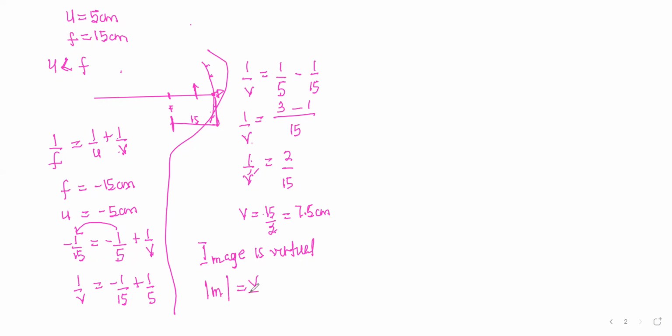So V over U. So we have V, which is 7.5, U, which is also 5. And what is 7.5 divided by 5? 1.5. And since this is greater than 1, image is magnified.